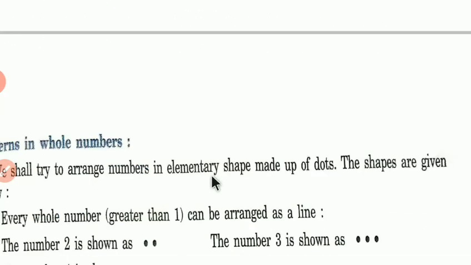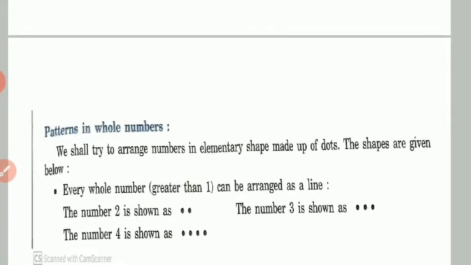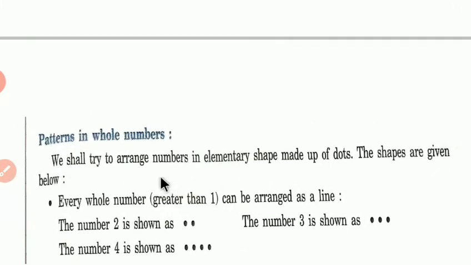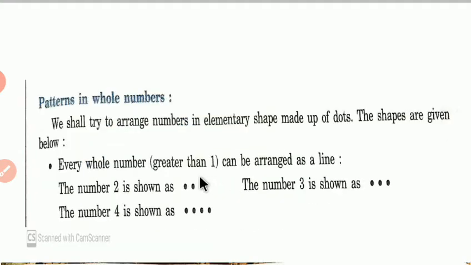Now we will study a new topic, patterns in whole numbers. So we shall try to arrange numbers in elementary shapes made up of dots. We can see how shapes are made using different dots. So every whole number greater than 1 can be arranged as a line. What is a line? The number 2 is shown as a double dot.